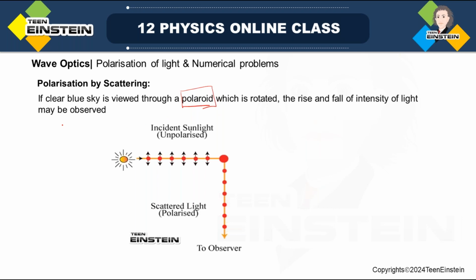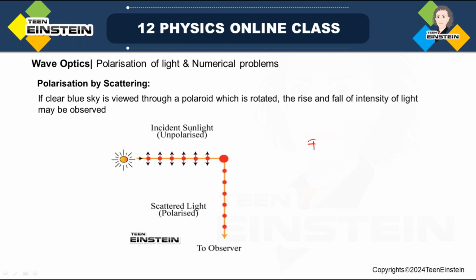If the clear blue sky is viewed through a Polaroid which is rotated, a rise and fall of the intensity of light will be observed. Why is that? This is because of the polarization of the sunlight. In general, sunlight is unpolarized light, because it has electric field vectors oscillating in all possible directions. But when it is incident on the molecules or atoms in the environment, then what happens?